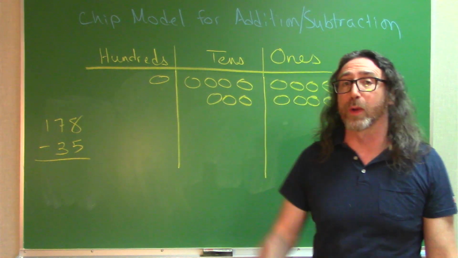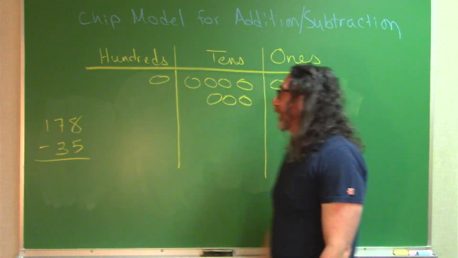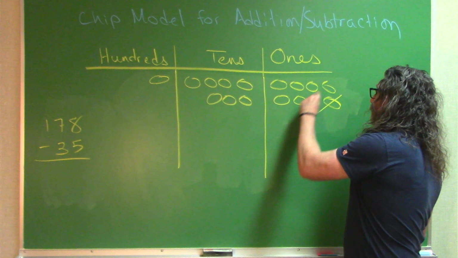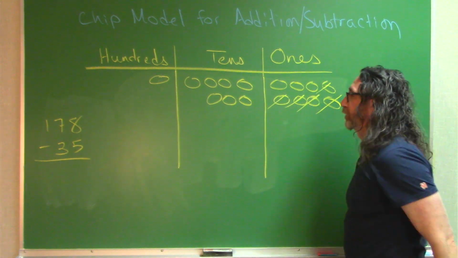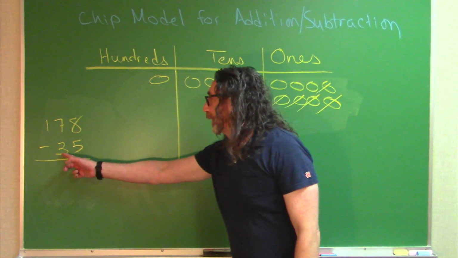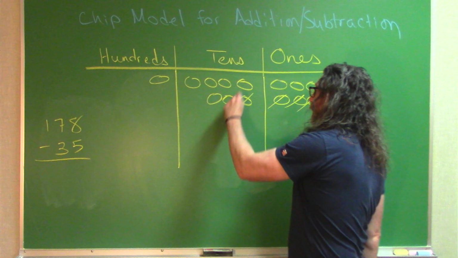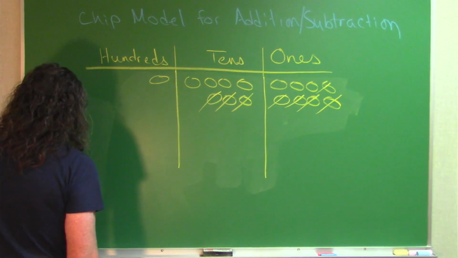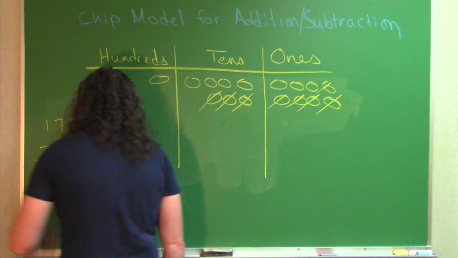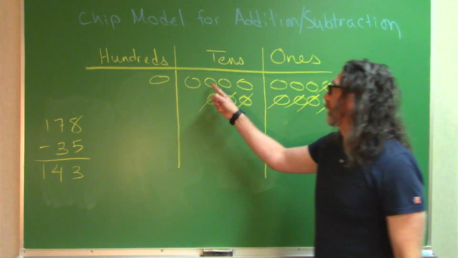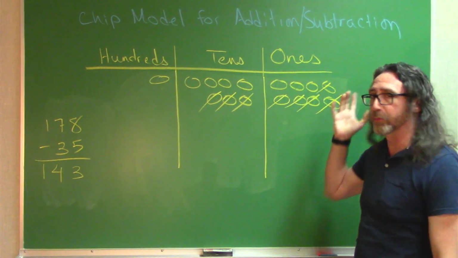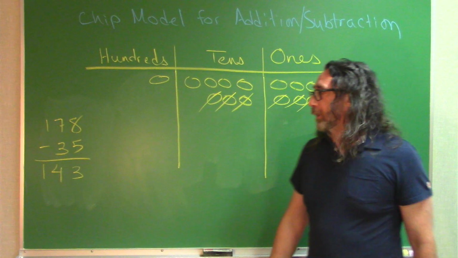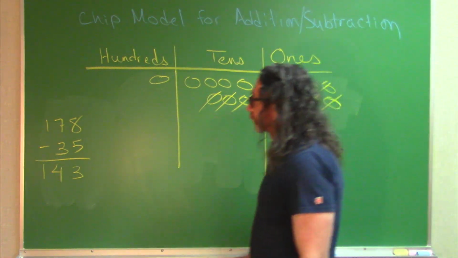So I'm going to take away chips. I'll take away 5 chips from the ones tray. Get rid of these. Get rid of 5 there. I'll take away 3 chips from the tens tray. And we can see easily here that 178 minus 35 is 143. Okay? Nothing difficult there.